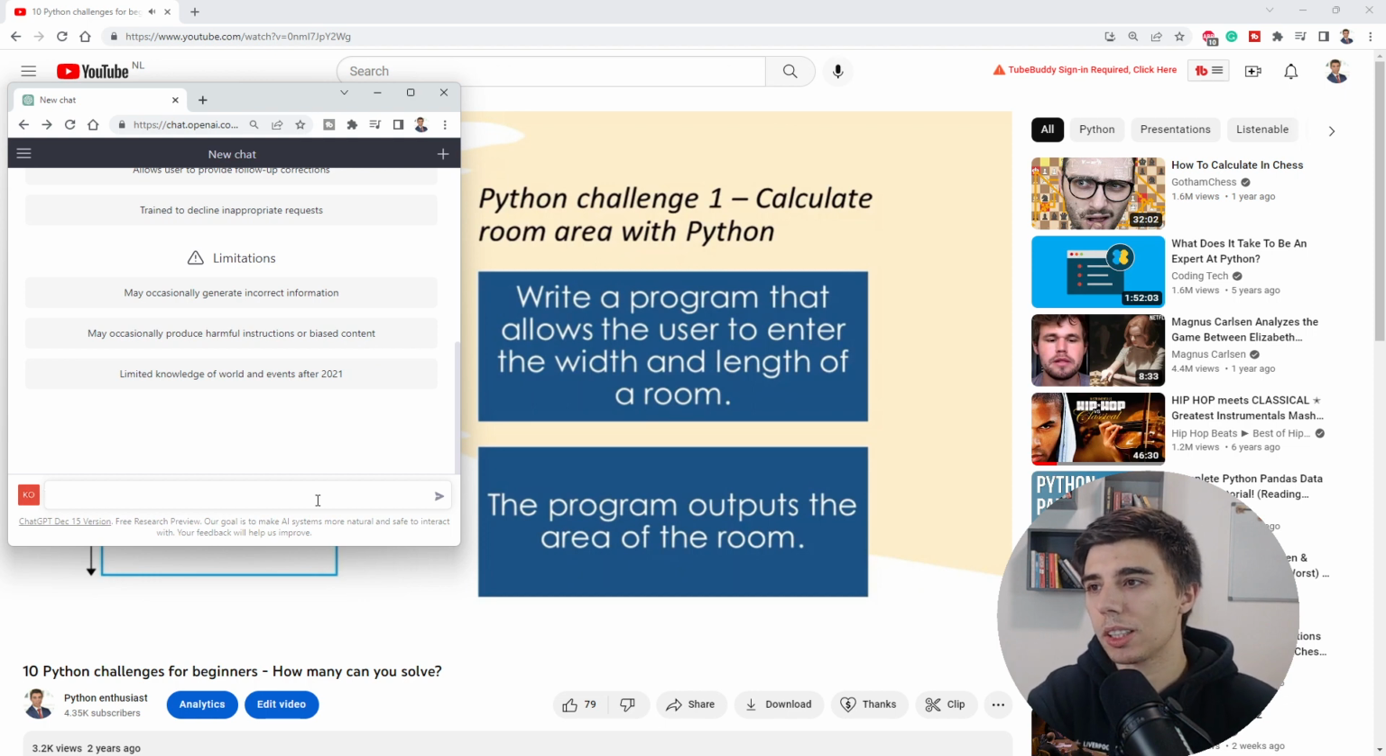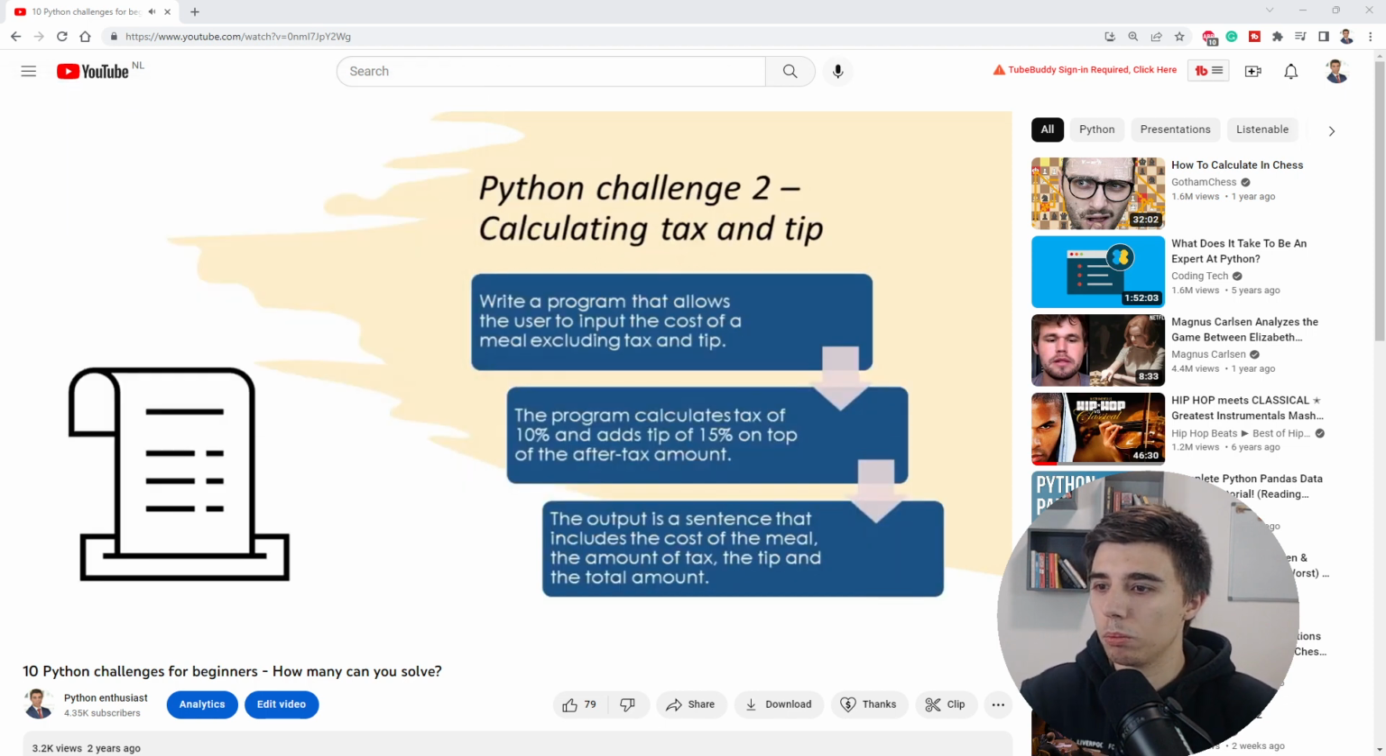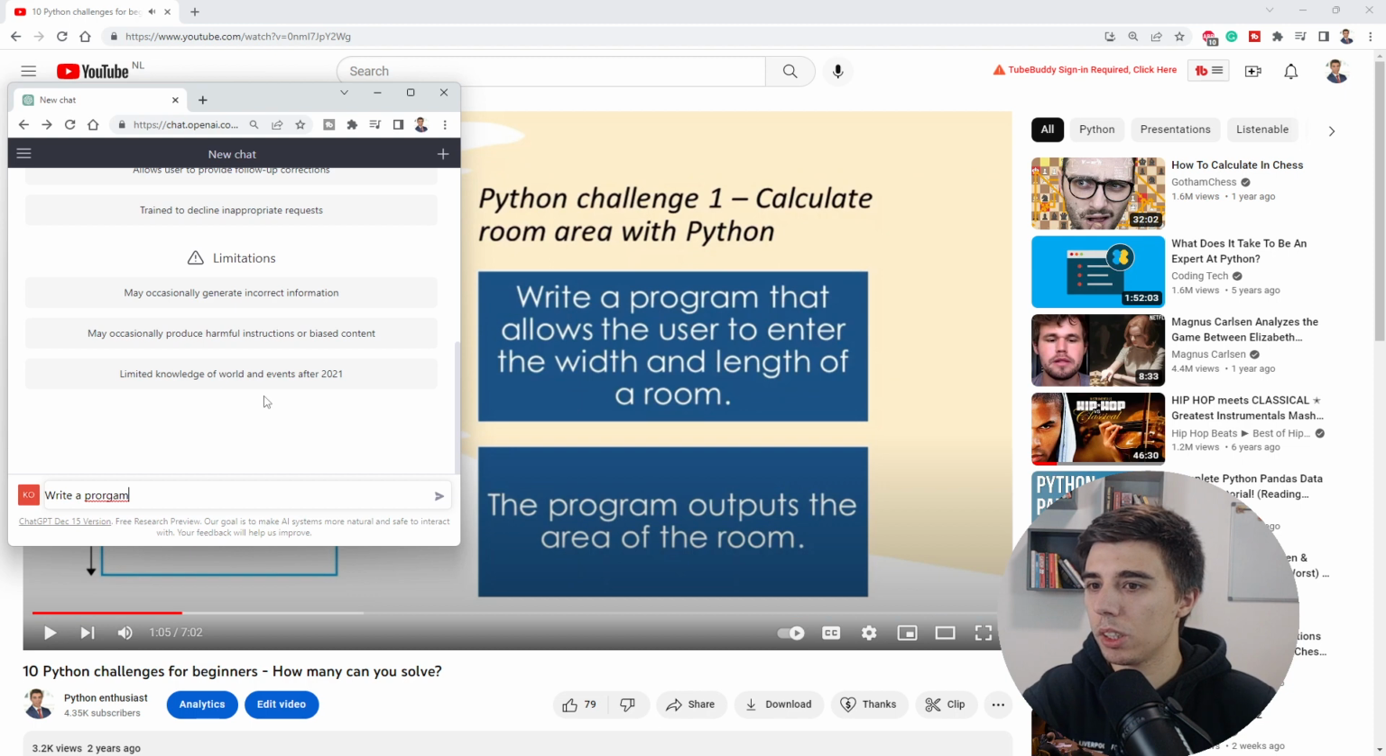So the first task is write a program. Oh, I should pause the video as well. Write a program that allows the user to enter the width and length of a room. The program should output the area of the room. This should be written in Python.